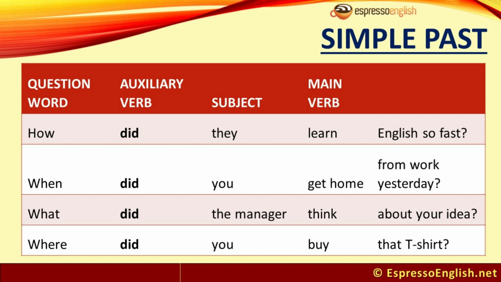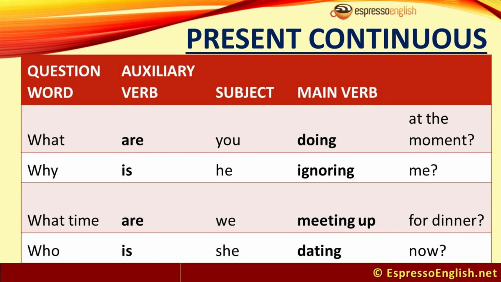Let's look at the simple past tense now. Again, QUASM. How, that's the question word. Did, that's the auxiliary verb. They, that's the subject. Learn, that's the main verb. How did they learn English so fast? When did you get home from work yesterday? What did the manager think about your idea? Where did you buy that t-shirt? So in the simple past, the auxiliary verb is always did for any subject, and the main verb is in the base form.